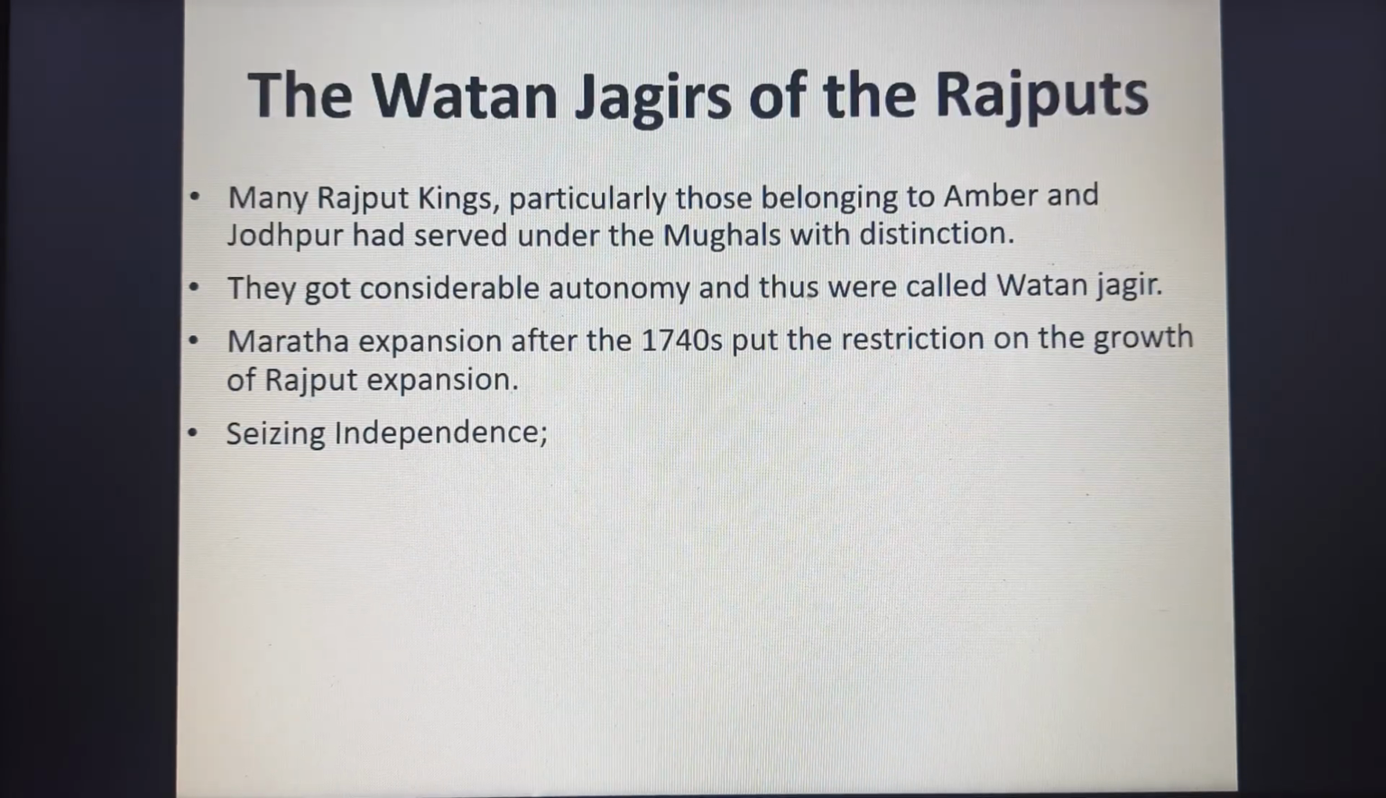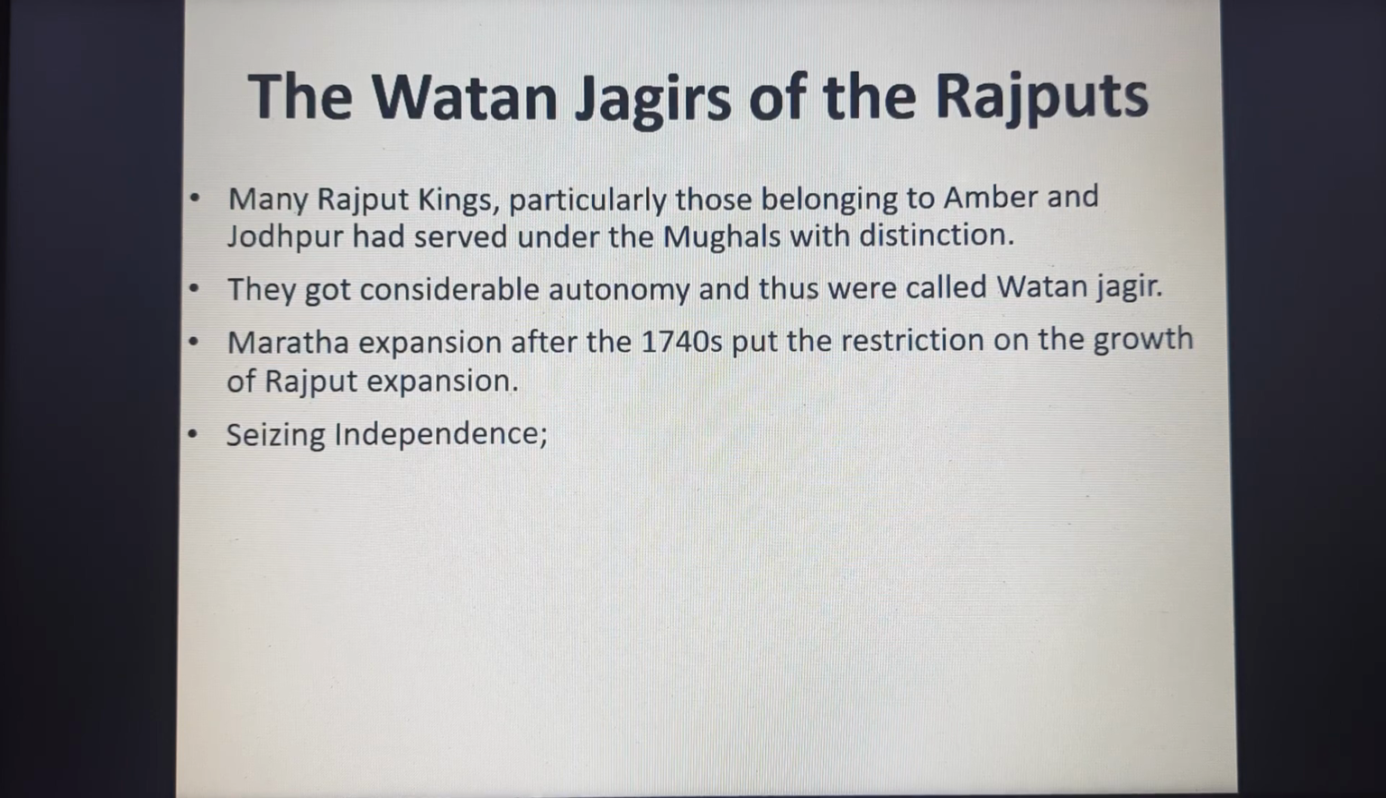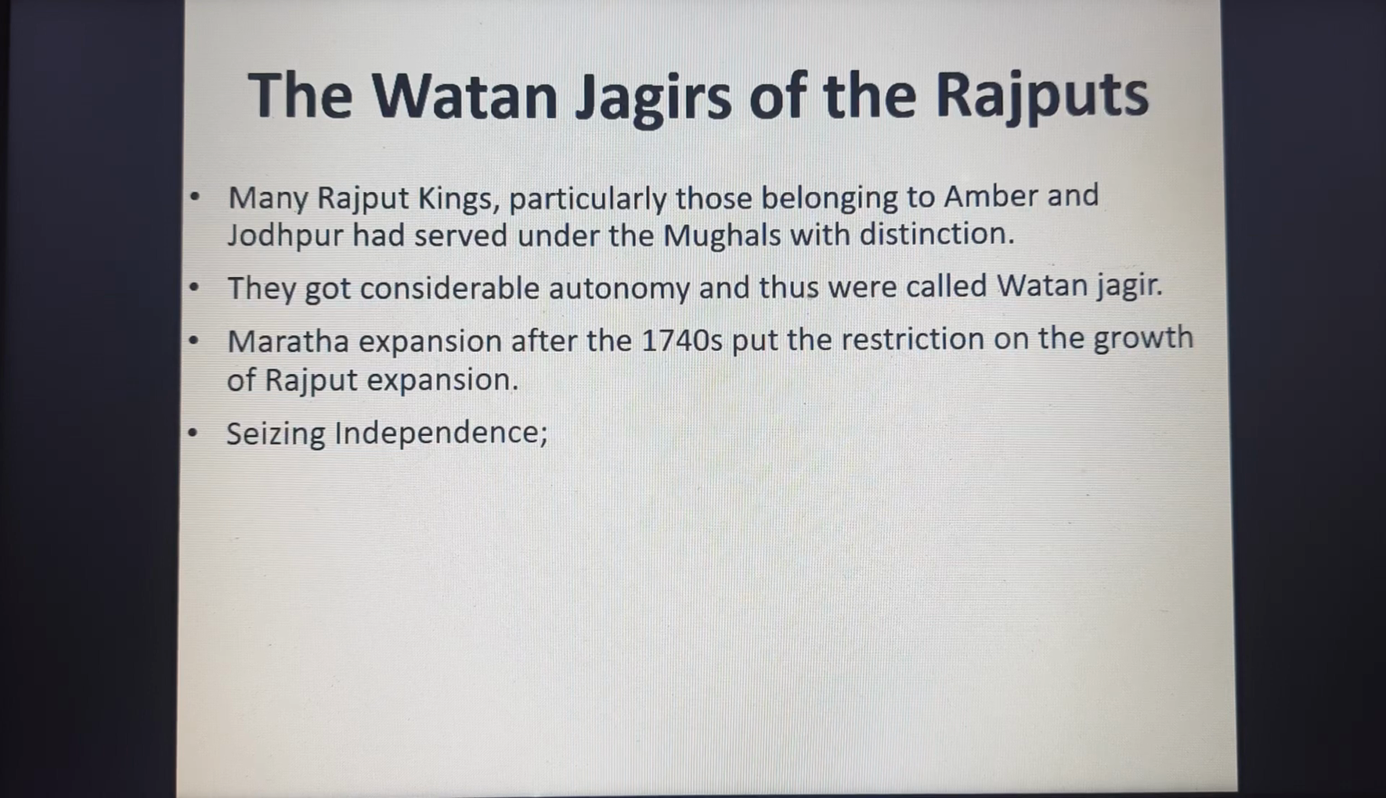Watan Jagirs of the Rajputs. Many Rajput kings, particularly those belonging to Amber and Jodhpur, which are districts currently in Rajasthan, had served under the Mughals with distinction. So why? Because they had family ties with them and all those things were there. So they had a good relation. So they were basically the Watan Jagirdars, they were given that opportunity. They got considerable autonomy and thus were called Watan Jagirdars.